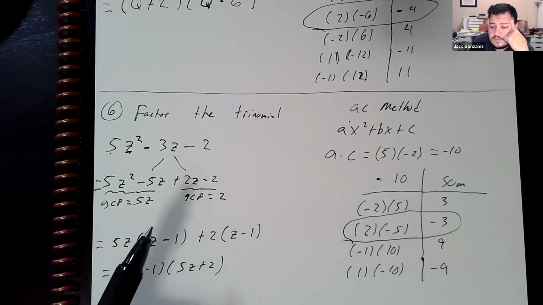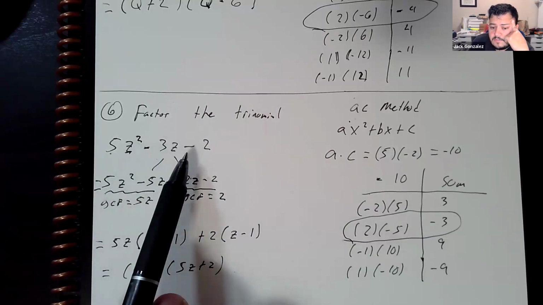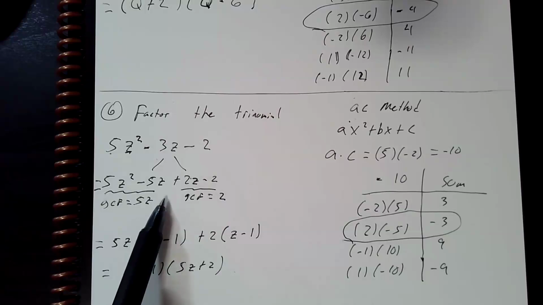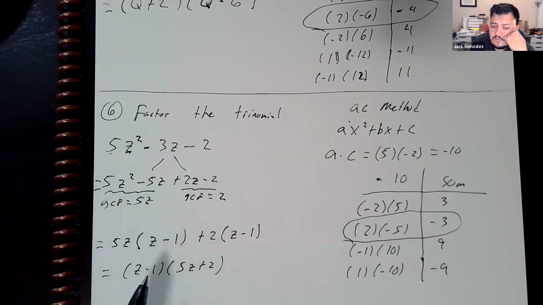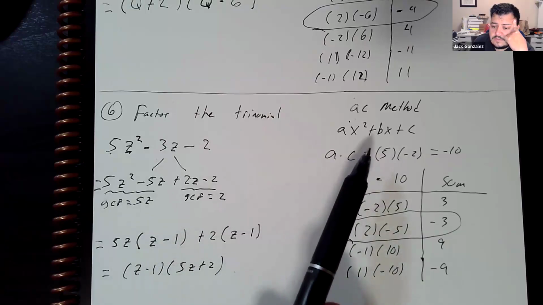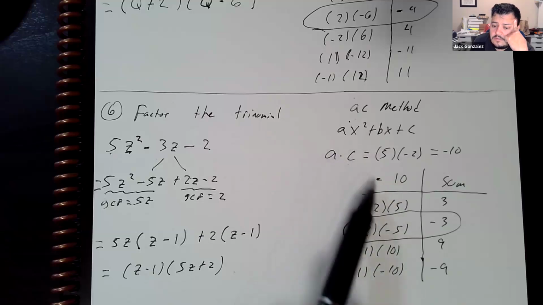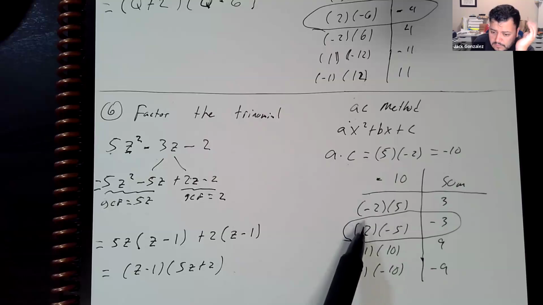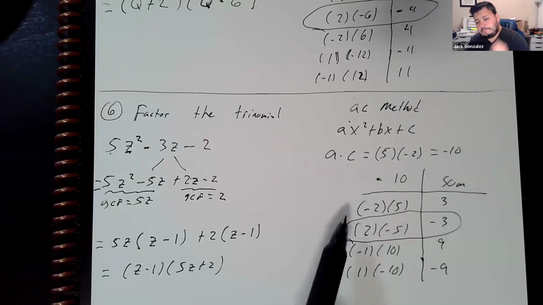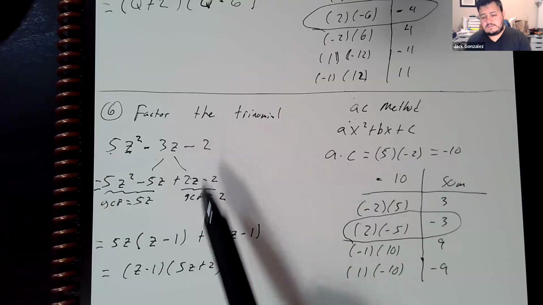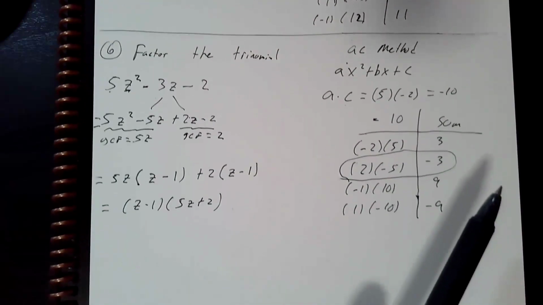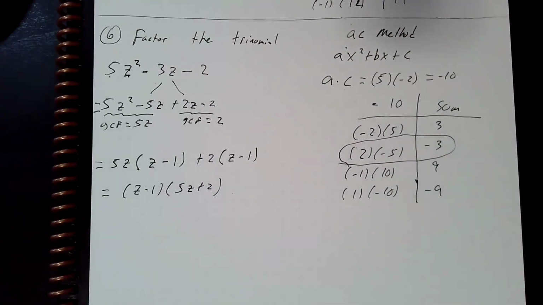So we're basically forcing this question into a grouping problem and then doing grouping. That's what AC method is. We use the A and the C to find the number we need to break down and force it into a grouping problem that's going to work. Are there any questions on these steps here? I'm trying to copy it down right now.